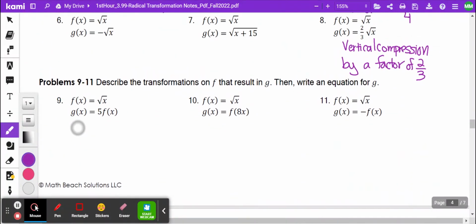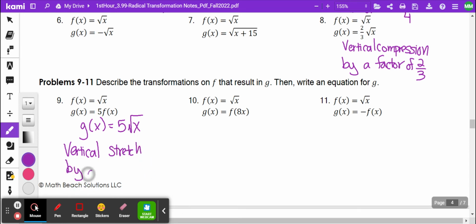So I would write g of x equals 5, and then I would write our original function, which is the square root of x. So you want to make sure the 5 is in front of the square root. And when we look at what it's describing, the change, it's a vertical stretch by a factor of 5.